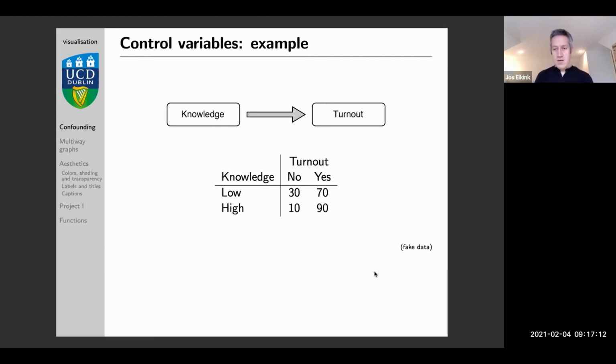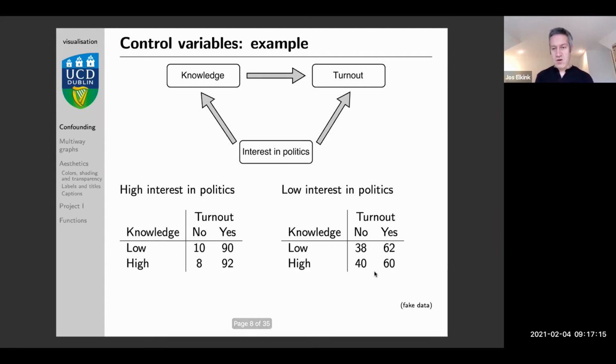But you might argue that we need to look at interest in politics, because people that are more interested in politics are more likely to acquire information about politics, so to become more knowledgeable, but they are also more likely to participate in politics. So this is an important control variable. If you want to know the relationship between political knowledge and turnout, you should control for levels of interest in politics. And then we can make two different tables, one with high interest in politics and one with low interest in politics, and see if the relationship holds.